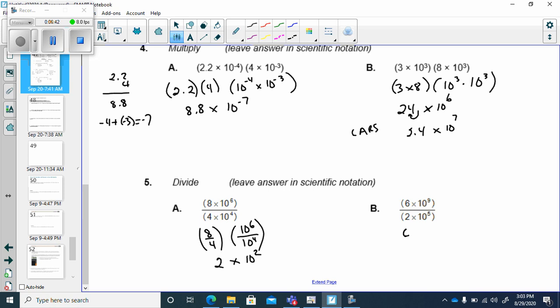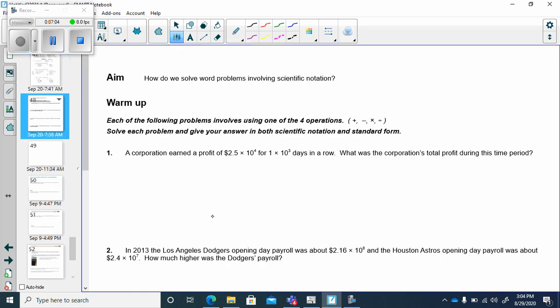How about this one? Collect our like terms. 6 divided by 2 over 10 to the 9th divided by 10 to the 5th. 6 divided by 2 is 3 times 10 to the, when I divide, I subtract my exponents, times 10 to the 4th. Okay, that reviews what we've done before. Now let's look at some adding, subtracting, multiplying, dividing word problems.